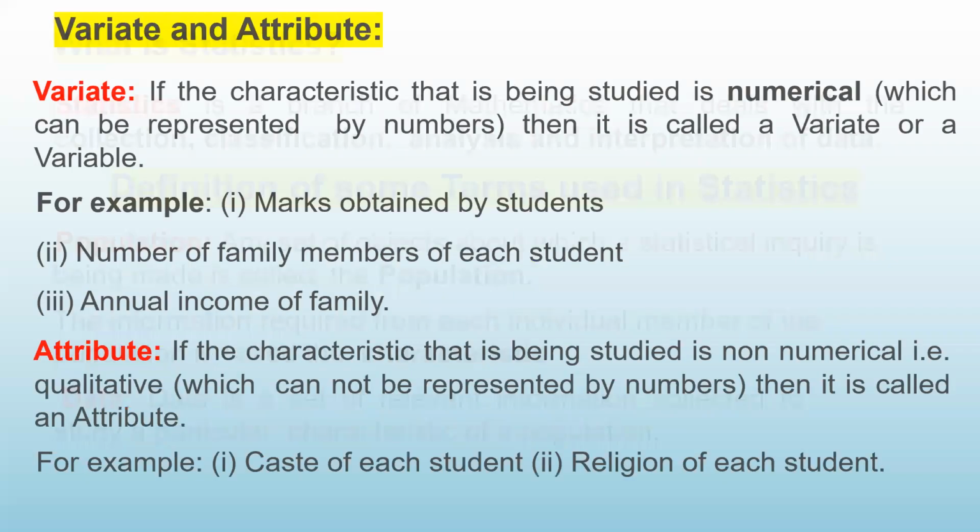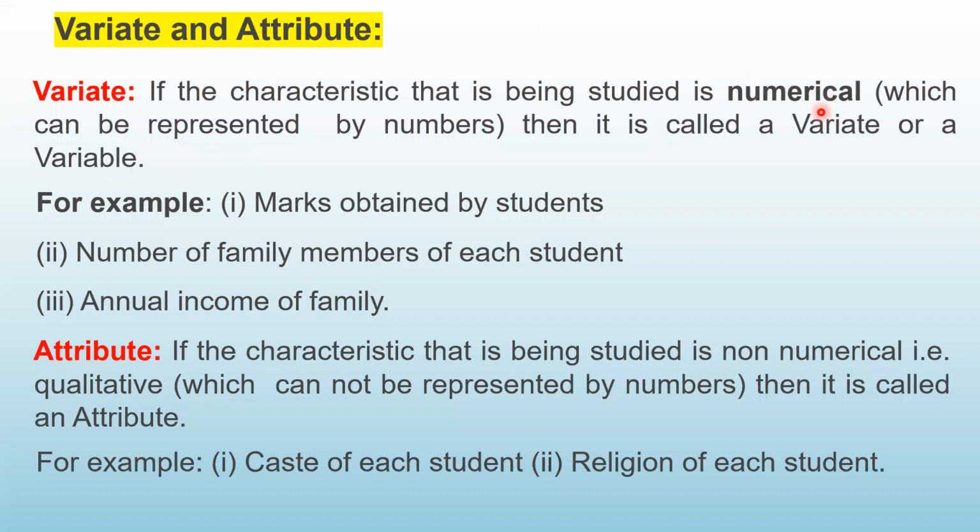Now, the most important thing: the terms which we use in statistics are variate and attribute. Now, what is a variate? If the characteristic that is being studied is numerical in nature, then it is called a variate or a variable. Variate is also called a variable.